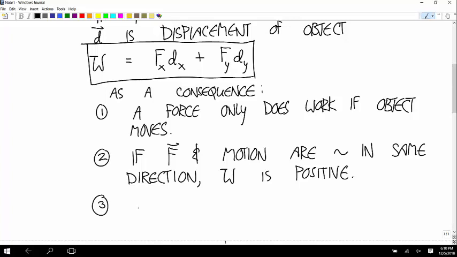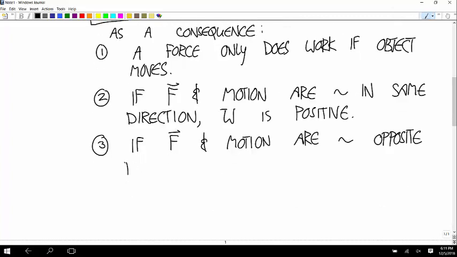Okay, so if the force vector and the motion are in, sort of in the opposite direction, within 90 degrees of being in the opposite direction, then work is negative. Positive work means you're increasing the object's energy, and negative work means you're decreasing the object's energy.